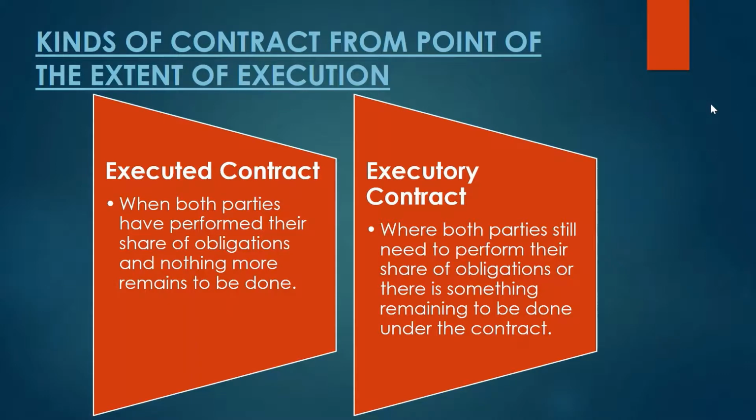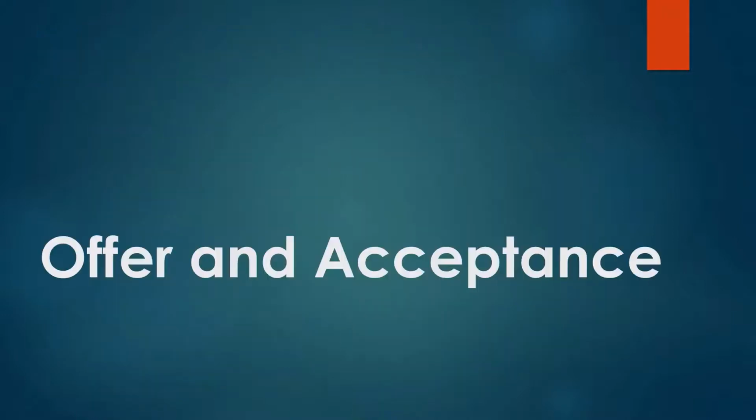And in case Mr. B has not provided the paint to Mr. A and as a result Mr. A could not paint the house, then also it will be an executory contract because obligations to be performed are pending from both the sides, right? So this is about executed and executory contract.